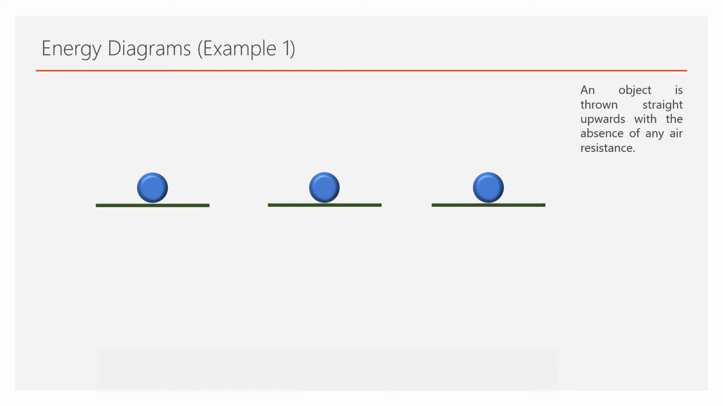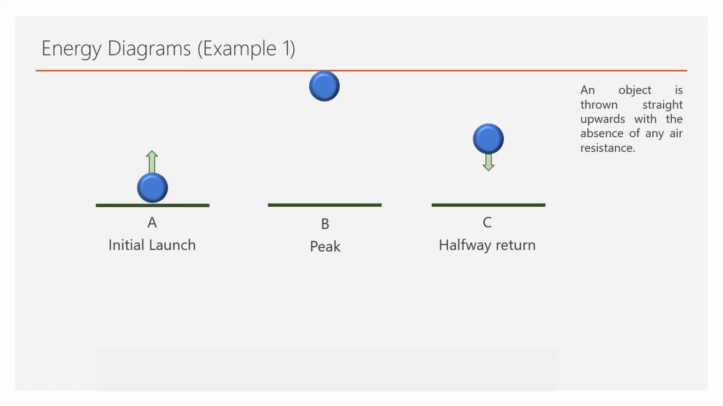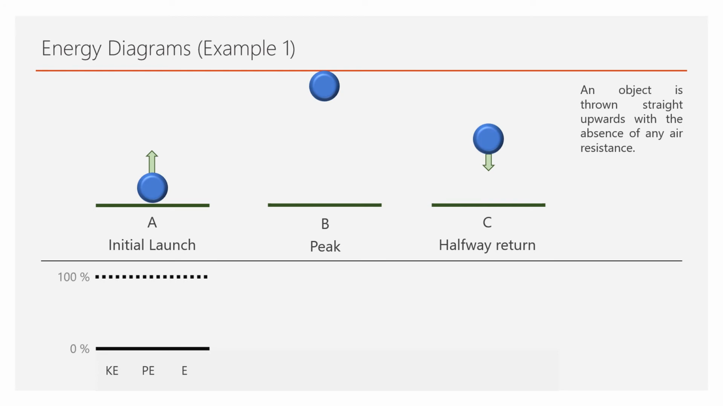Let's look at an example of drawing energy diagrams. Here, an object is thrown straight upward with the absence of any air resistance. And we'll look at 3 states. The first state is when the ball is initially launched, state A. In state B, the ball has reached the peak. And in state C, the ball has come halfway down. We're going to draw energy diagrams where the energy in each column varies from 0 to 100%. We want to find the kinetic energy, the potential energy, and the total energy.